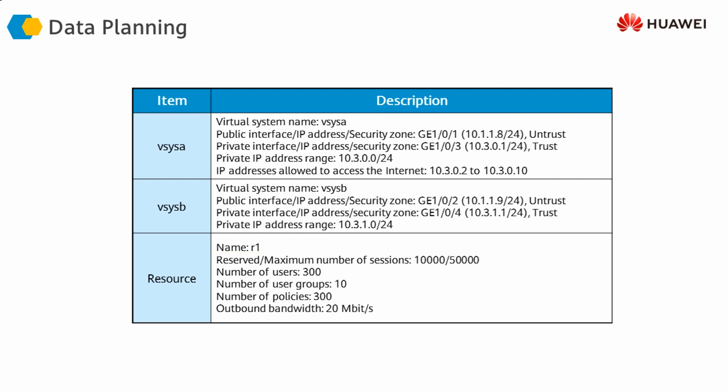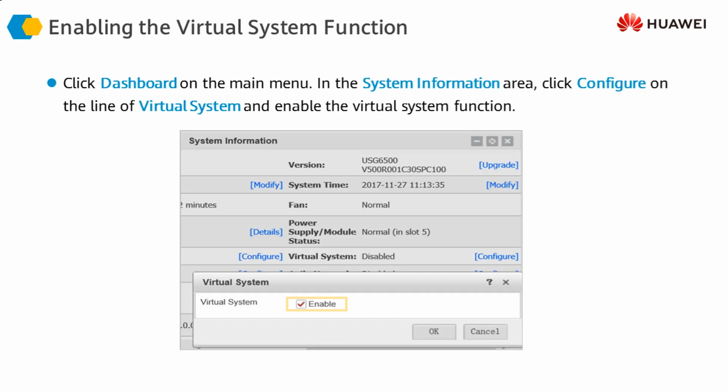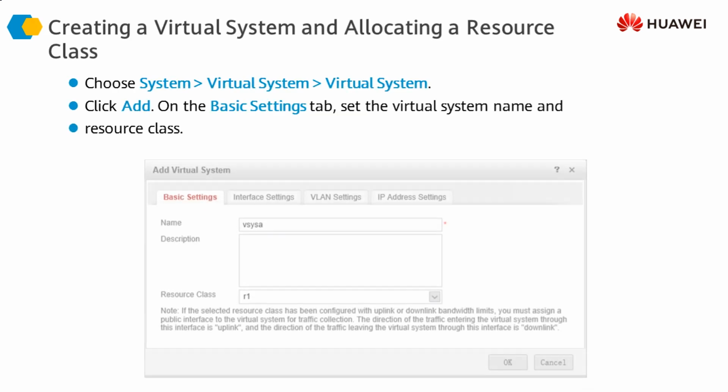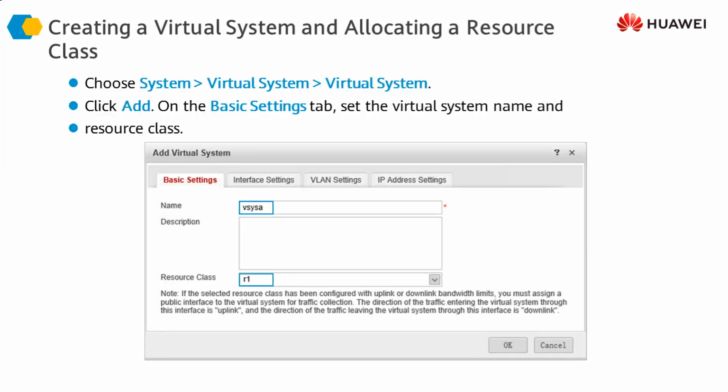So the first step in our configuration is going to be to enable the virtual system feature on the firewall. Once we've enabled the virtual system feature, then we are going to create a resource class. You already know how to create a resource class, and in this resource class we assign the resources based on the requirements which you saw a couple of slides earlier. Then we are going to create VSys A and assign the resource class R1 to this virtual system.